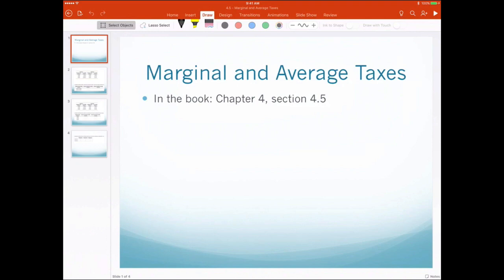Okay. So the idea quickly is that marginal taxes are the taxes on additional income you make. Right? So marginal always means additional. So a marginal tax rate is just taxing you on additional money. Average tax rates are essentially the average rate of all the taxes you pay. Right? So that's the big difference between the two.